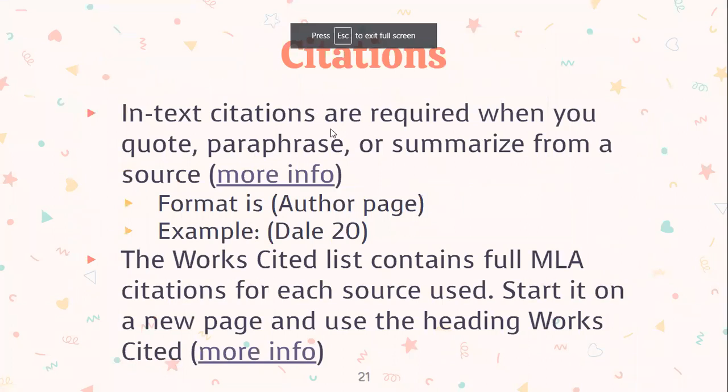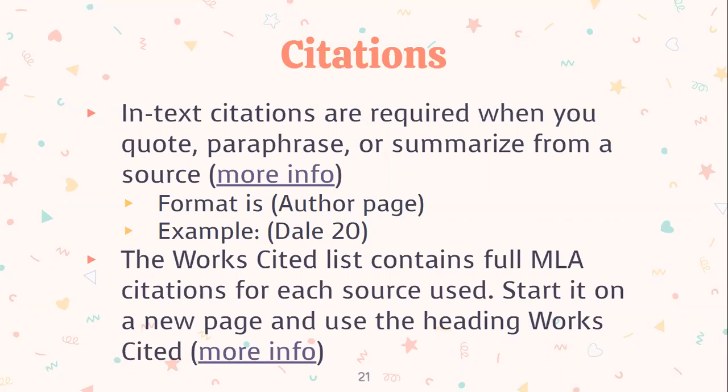Okay, citations. I just mentioned this, but in-text citations are required when you quote, paraphrase, or summarize from a source. And this is true no matter what style you're using, MLA, APA, Chicago. In MLA, the particular format, like we just saw, is author page. So if it were me and it was something I wrote, it would be Dale 20. And then the works cited list is where you see the full MLA citations for every source that you use.